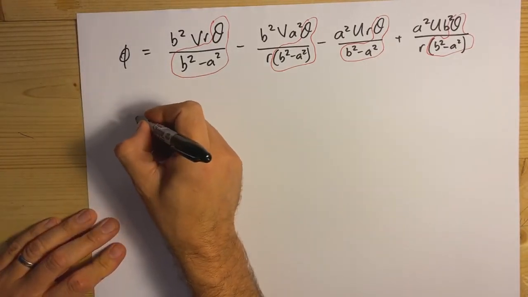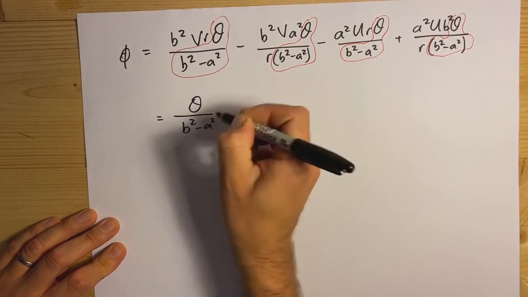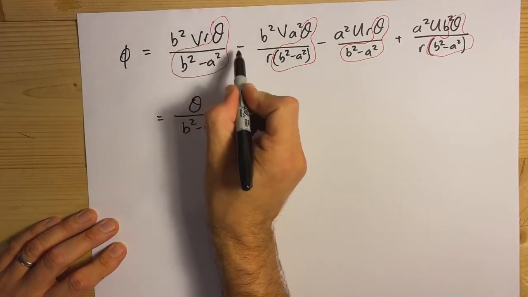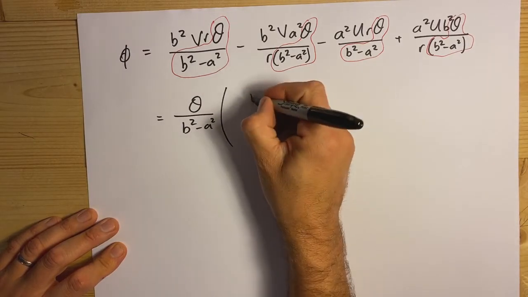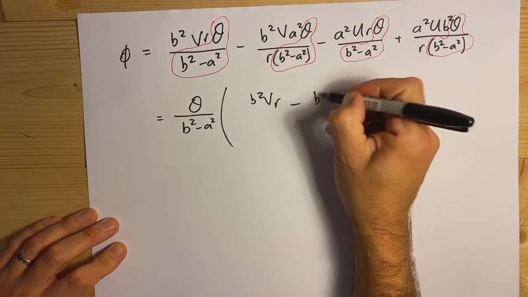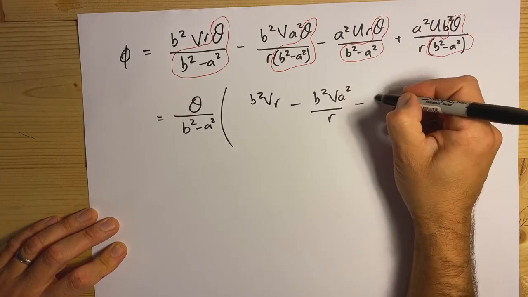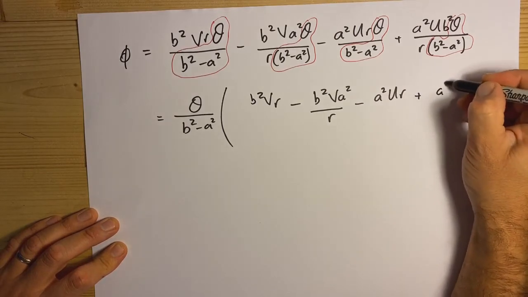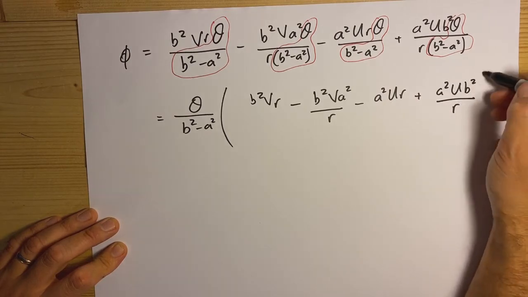So we can write this out now. This equals theta over b squared minus a squared, and remember, we're taking that out, we're factorizing it. Then all we need to do is remove that from all of these terms over here. So the first term now becomes b squared VR minus b squared V a squared over r, minus a squared UR plus a squared U b squared over r.